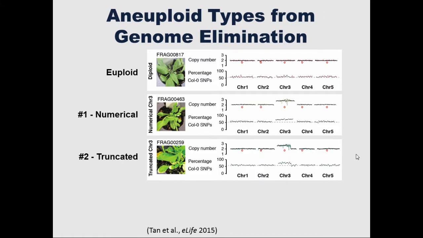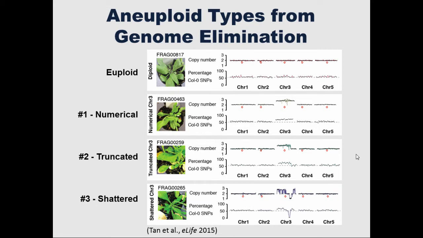And the second class of aneuploids that we identified are what I'm calling truncated aneuploids, in which the aneuploid chromosome has 1 to 2 breaks. And the third class that I showed you earlier was what we call shattered, and these are the chromosomes that have undergone chromothripsis, and you get these crazy changes up and down in the dosage. So this is all well and good.